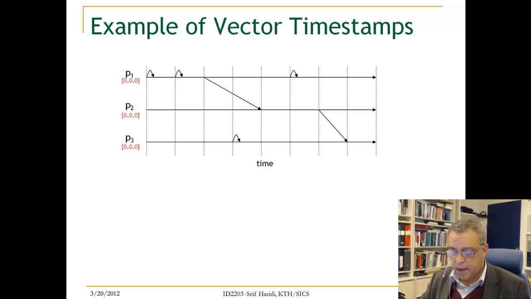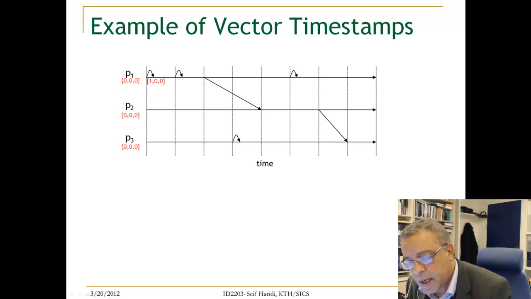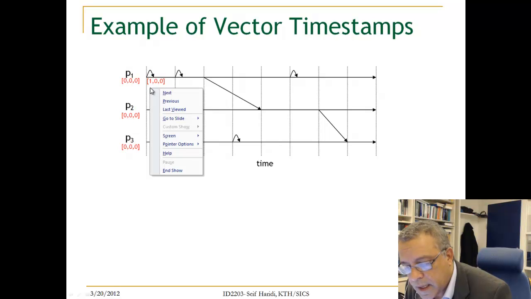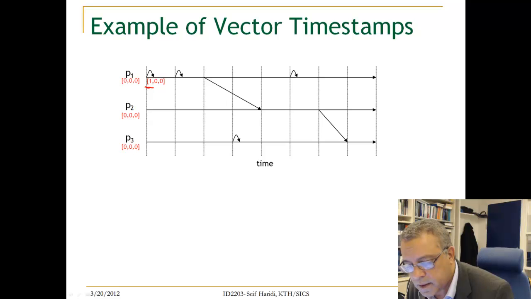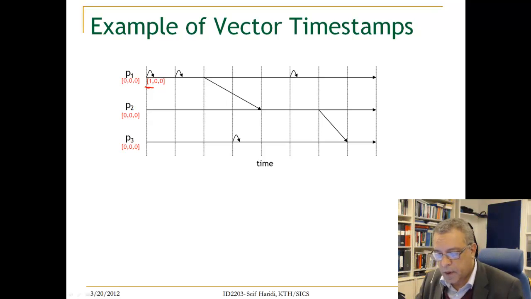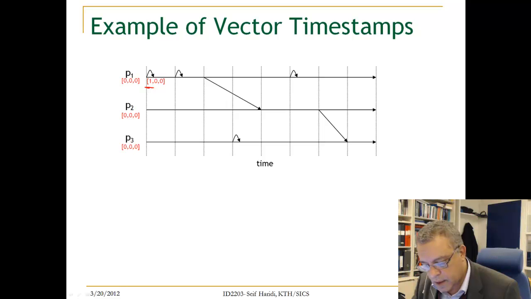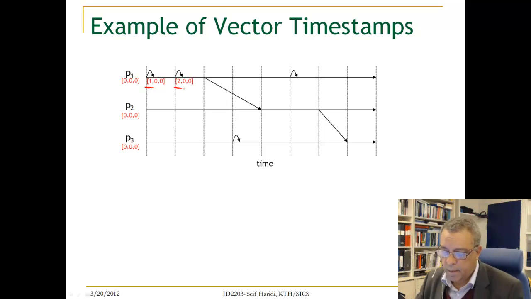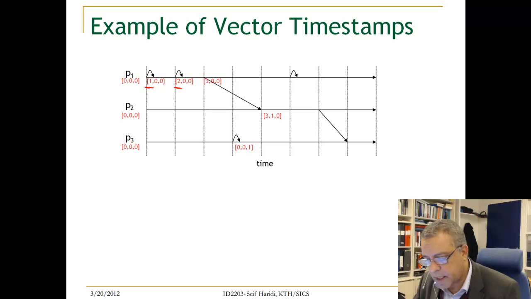Here's an example, and we will run this example as follows. Here is a case where we now increment the local element. It's incremented here for P1. We perform another event on P1, so we increment its local element again. Another event. And now we send a message. Here we send a message.